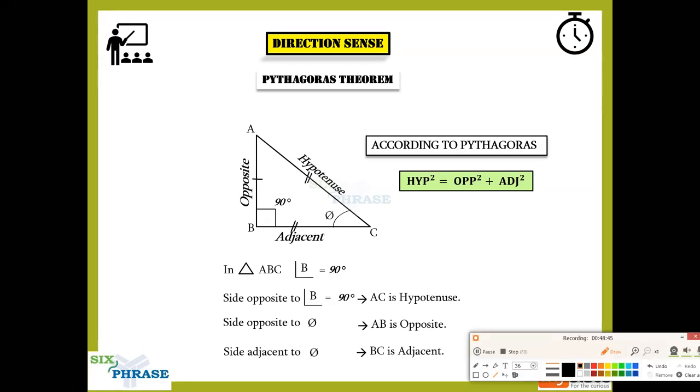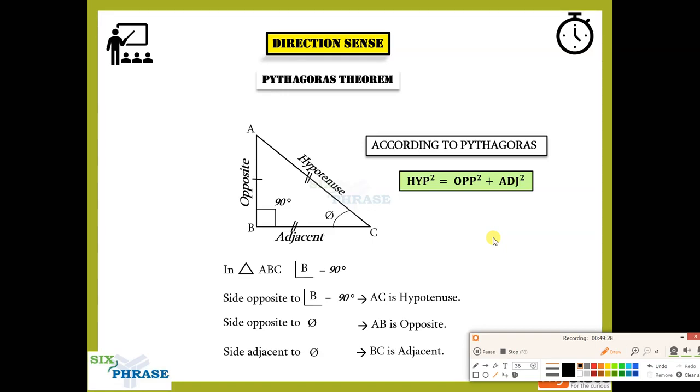This is the most important finding that we credit to Pythagoras. He is the father of this Pythagoras theorem. I don't think many of you know this: Pythagoras also found a constant, called the Pythagorean constant. It is the first irrational number. So he is remembered for that too. But mostly whenever people say Pythagoras, it is this formula: hypotenuse square is equal to opposite square plus adjacent square.